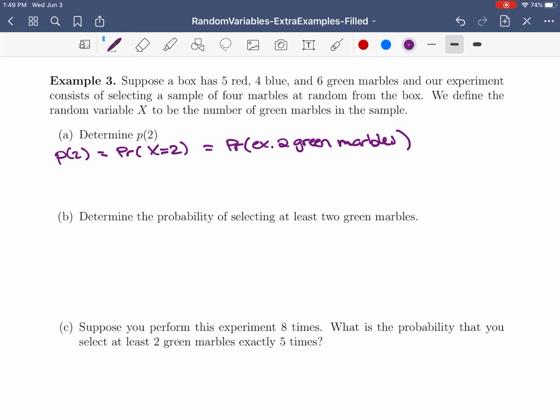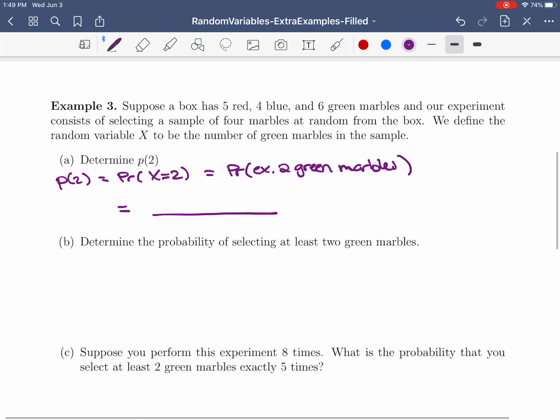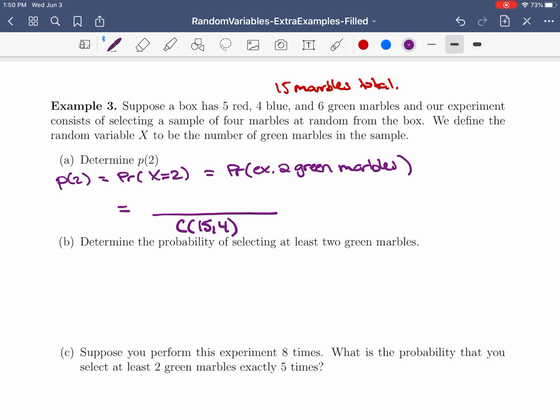Okay, so we're going to compute this by counting. So the sample space, okay, so let's see, how many marbles are there in total? So 9 and 6, so there's 15 marbles total. Okay, and we only care about green or not green. So we're picking 4, so the sample space is going to be 15 choose 4. And if we want exactly 2 green ones, from the 6 green ones, we're going to select 2. And then I need 2 more marbles, and they have to come from the non-green ones. So I'm going to do 9 choose 2.